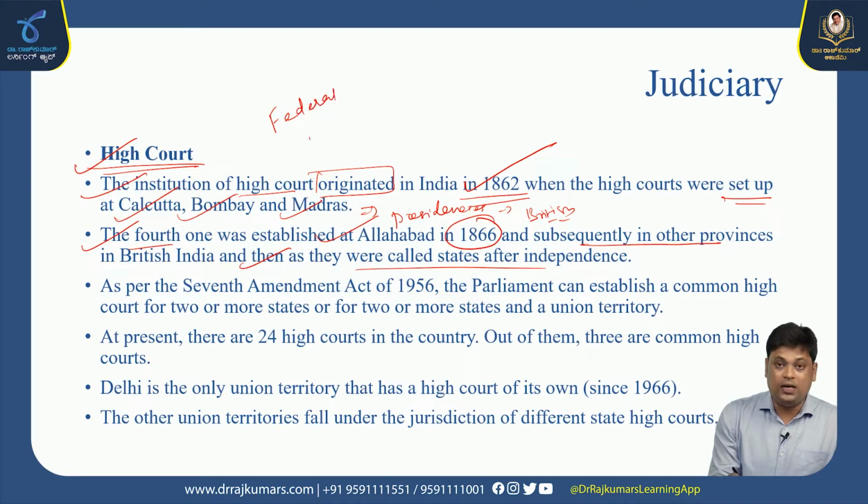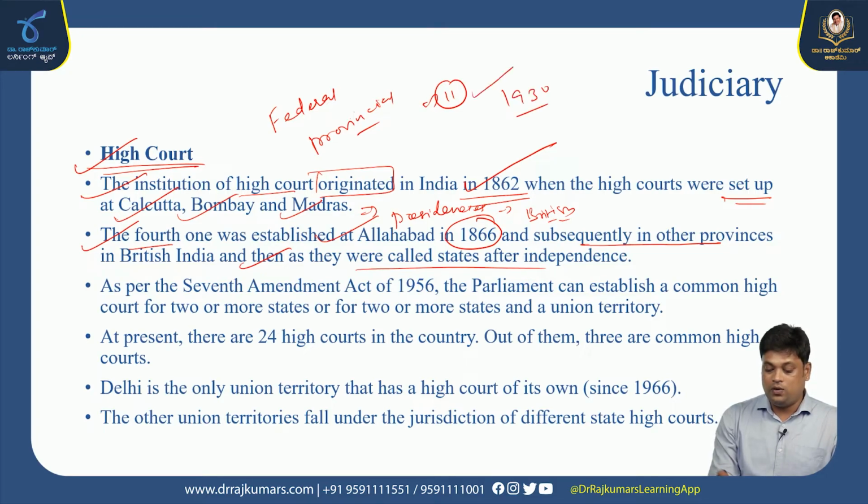federal means center, provincial means state. So around 11 provincial states came into existence in India during the 1930s. So these 11 states also got their respective High Courts. Now we call them states.